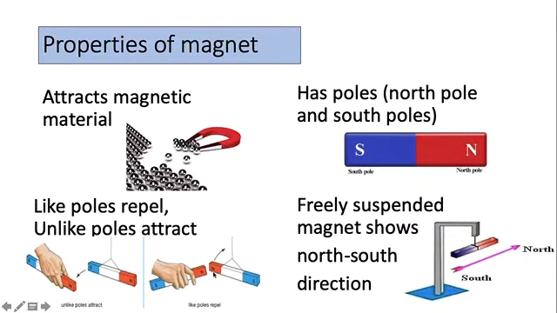Jika kita letak dua magnet berdekatan dengan kutub yang sama, daya tolakan akan terhasil. But when we place unlike poles together, the attractive force will be produced. Therefore, unlike poles will attract each other. Next, a freely suspended magnet shows the north-south direction. If we freely hang a magnet by a string, we will find that the magnet always shows the direction of the north and south.